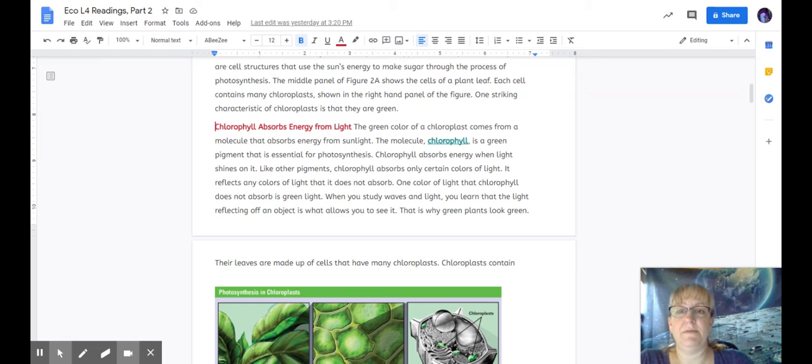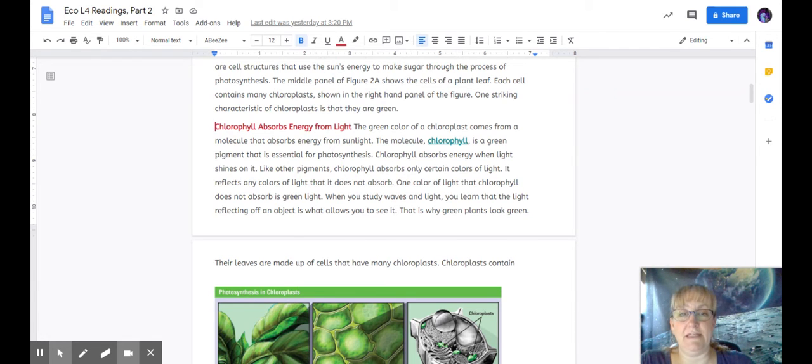So chlorophyll absorbs energy from light. The green color of a chloroplast comes from a molecule that absorbs energy from light. The molecule, chlorophyll, is a green pigment that is essential for photosynthesis. Chlorophyll absorbs energy when light shines on it. Like other pigments, chlorophyll absorbs only certain colors of light. It reflects any colors of light that it does not absorb. One color of light that chlorophyll does not absorb is green light.